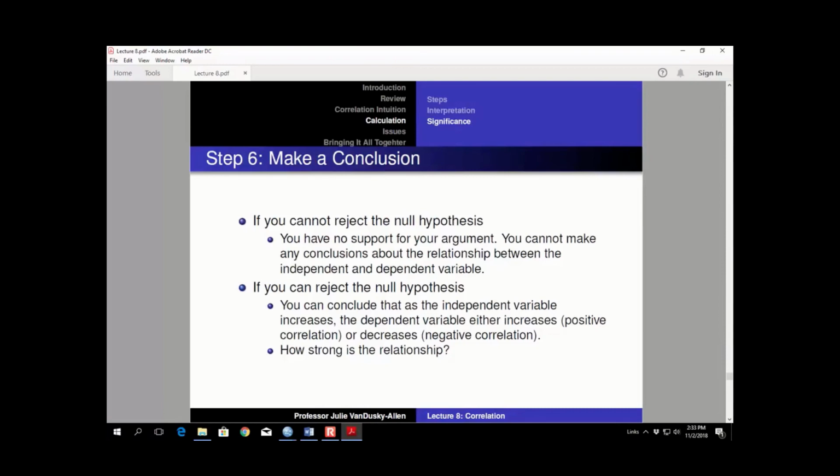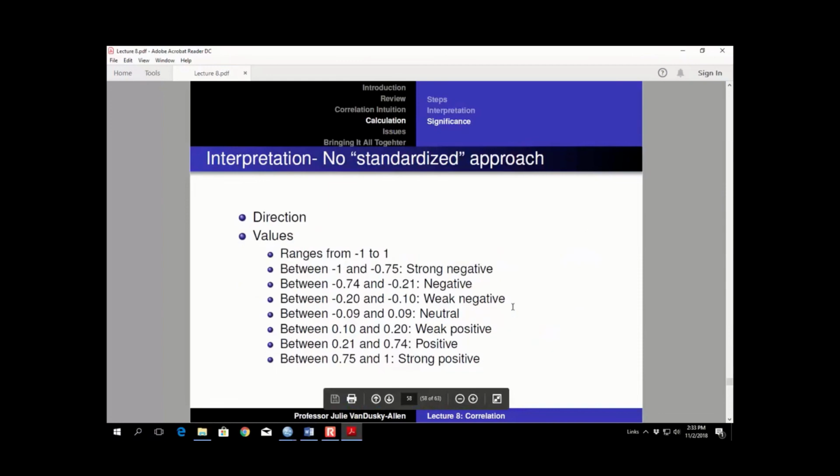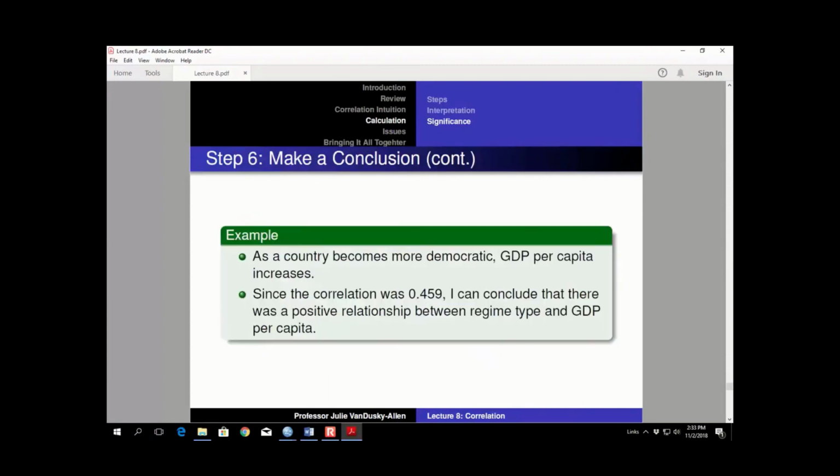The last step is making a conclusion. If you cannot reject the null hypothesis, you have no support for your argument. You cannot make any conclusions about the relationship between the independent and dependent variable. If you can reject the null hypothesis, you can conclude that as the independent variable increases, the dependent variable either increases, positive correlation, or decreases, negative correlation. You can also conclude how strong the relationship is based loosely on these criteria that I discussed earlier in the lecture. Applying this to our example, we have, as a country becomes more democratic, GDP per capita increases.